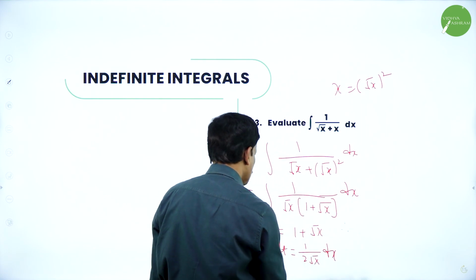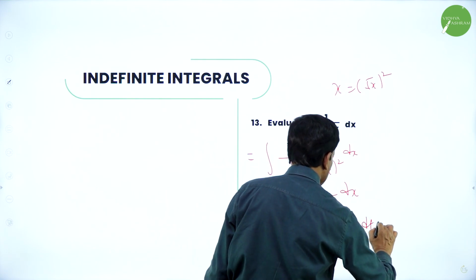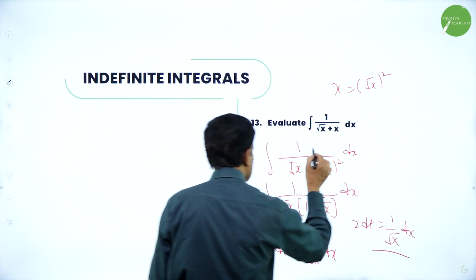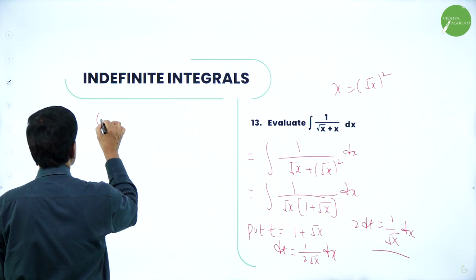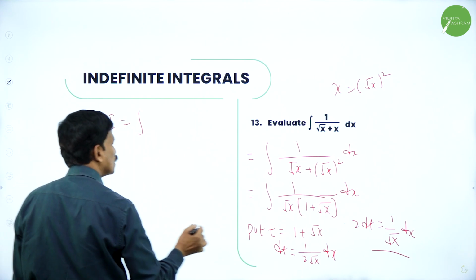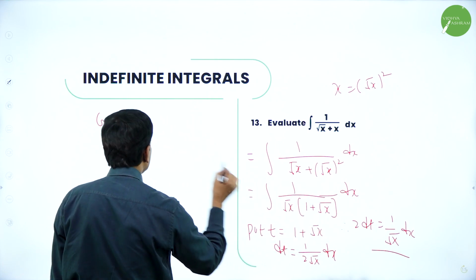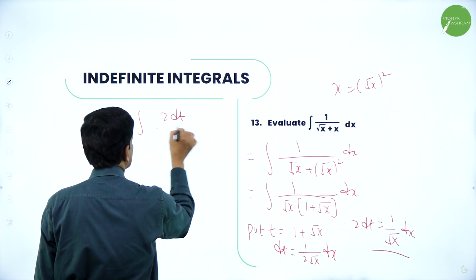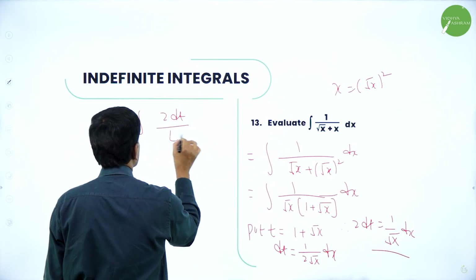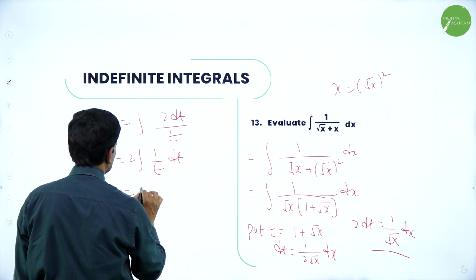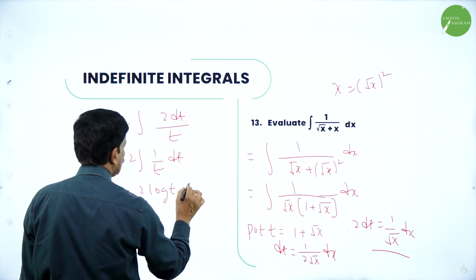So, therefore, cross multiplied, 2 dt is equal to 1 over root x into dx. Substitute here. So this given integral becomes: 1 over root x dx is nothing but 2 dt. This becomes 2 dt. Your 1 plus root x is nothing but t. So this is 2 into integration of 1 over t dt, which is 2 into log t plus c.